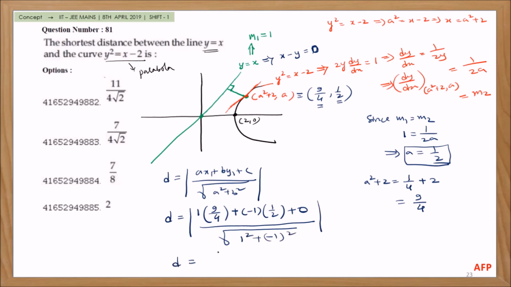Now we got 9 by 4 minus 1 by 2, the whole divided by square root of 2. So it is nothing but, LCM is 4, so 9 minus 2 you are getting. So it is 7 divided by 4 root 2, the shortest distance between the given line and the parabola. So option 2 it follows.